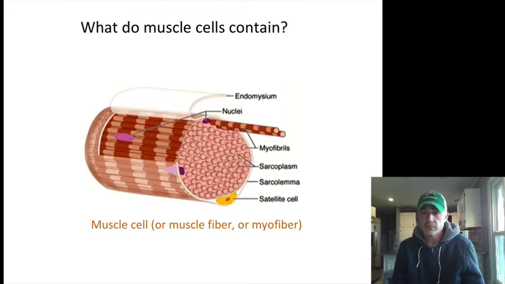So each muscle cell, as you look at each of these muscle fibers, they are going to be made up of, the main thing that is filling them up is these myofibrils. The other thing they're going to have is this sarcoplasm, and the other thing we're going to see is this sarcoplasmic reticulum, as well as these things called T-tubules.